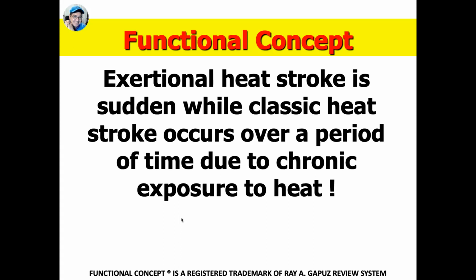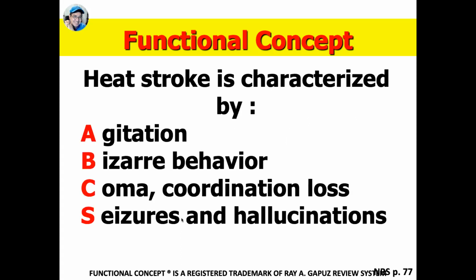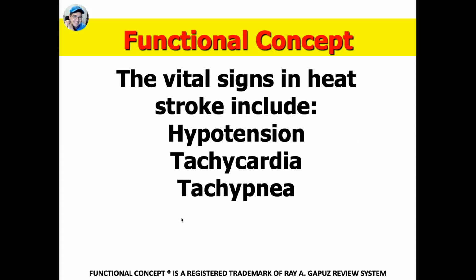A classic heat stroke occurs over time. For example, construction workers and farmers are at risk for classic heat stroke because they are in the area for long periods of time. It builds up. Heat stroke can be characterized by your ABCs: agitation, bizarre behavior, coma or coordination loss, and even seizures and hallucinations, because the brain is also somehow fried. The vital signs in heat stroke include hyperthermia, hypotension, tachycardia, and tachypnea.